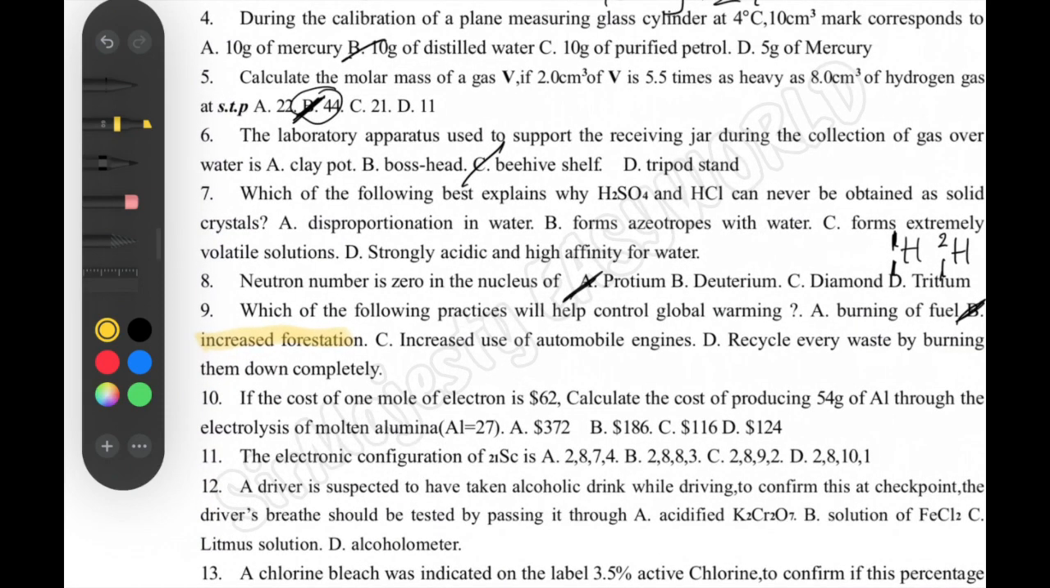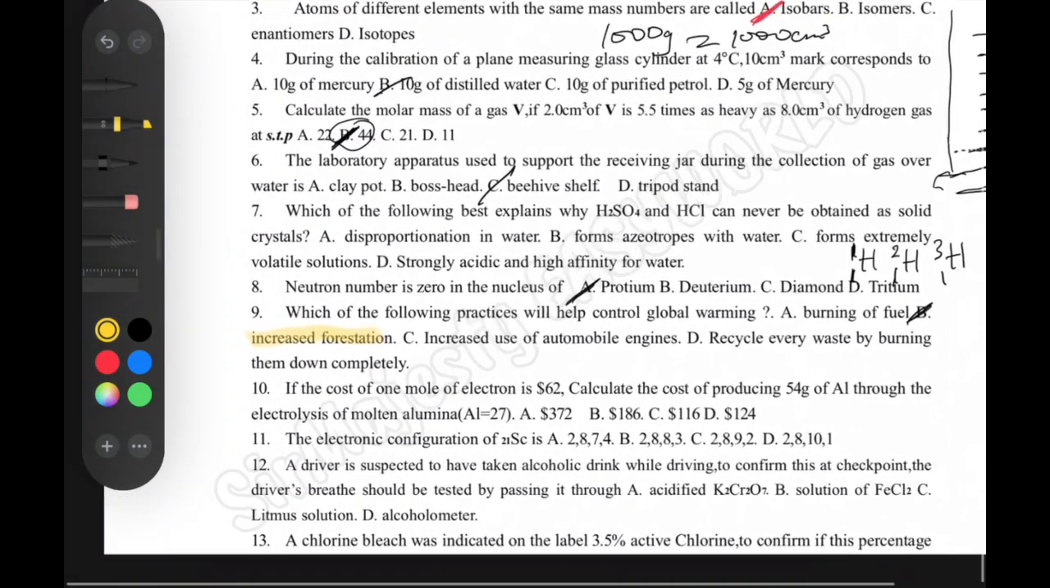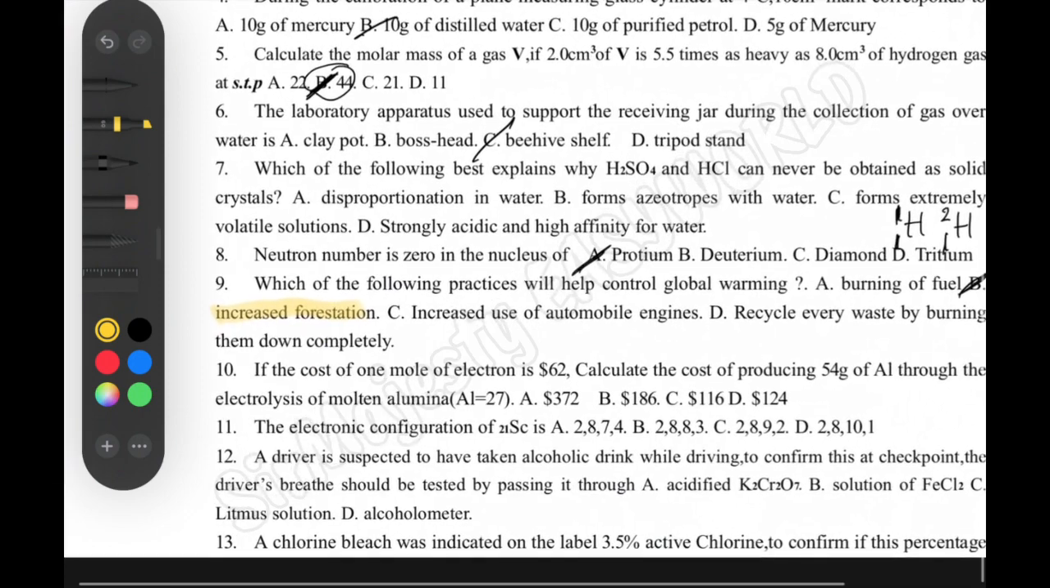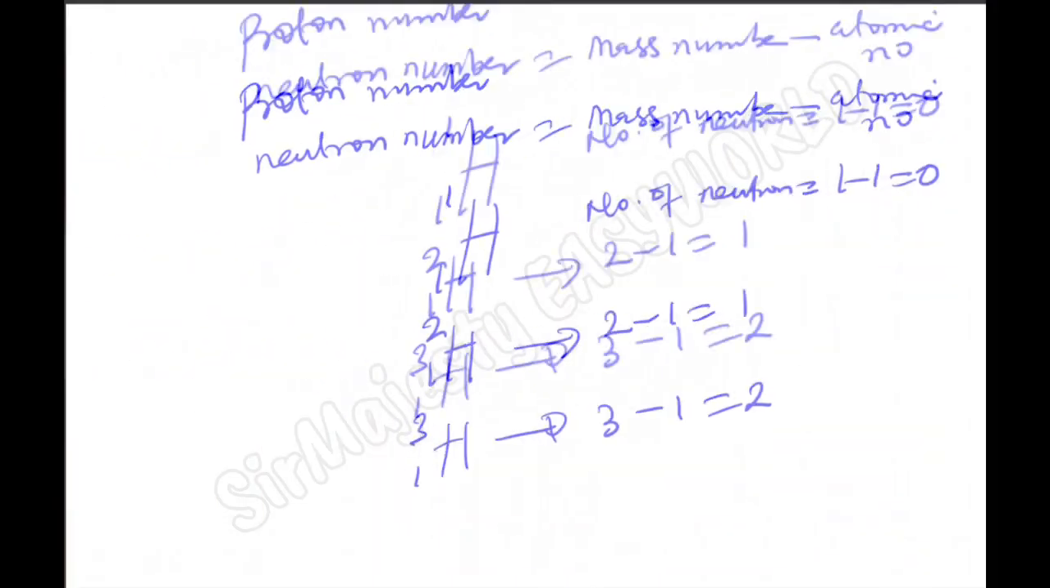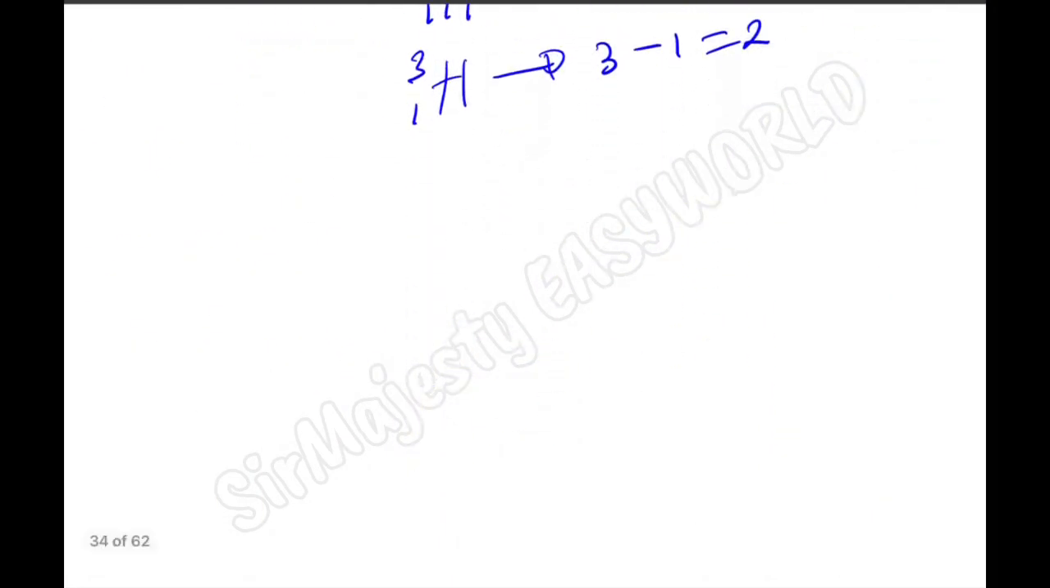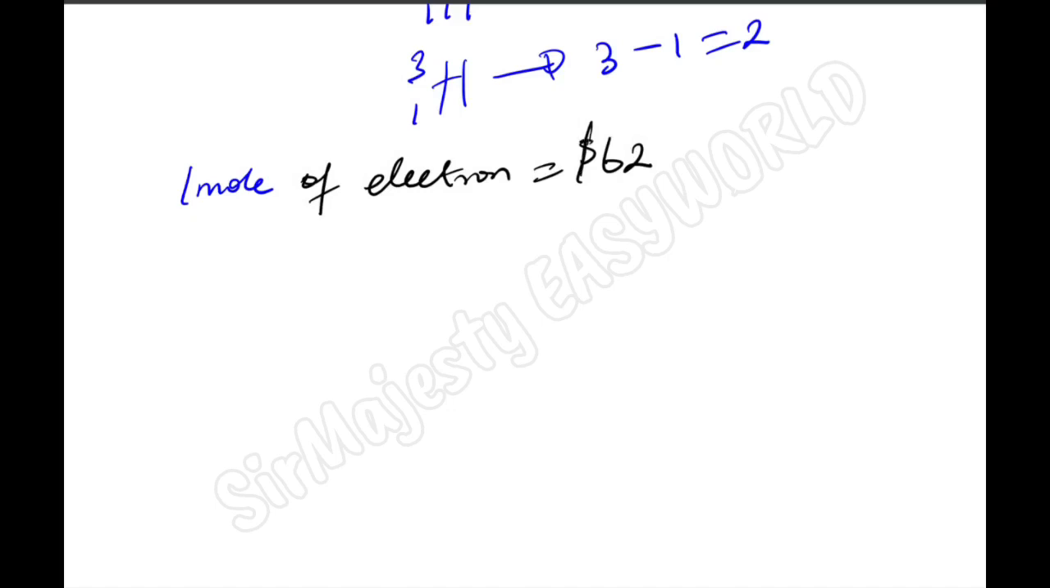calculate the cost of producing 54 grams of aluminium through the electrolysis of molten alumina. They told us that aluminium is 27. So we go to our solving sheet, having the question in mind that 1 mole of electron costs $62. Then what will be the cost of producing 54 grams of aluminium?